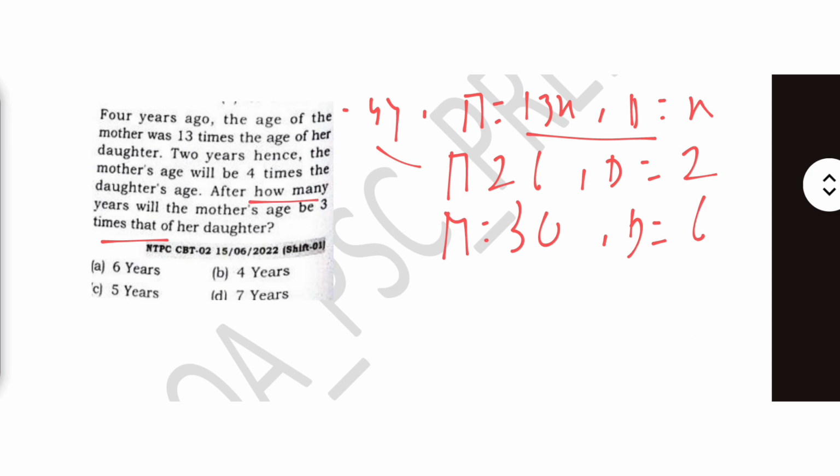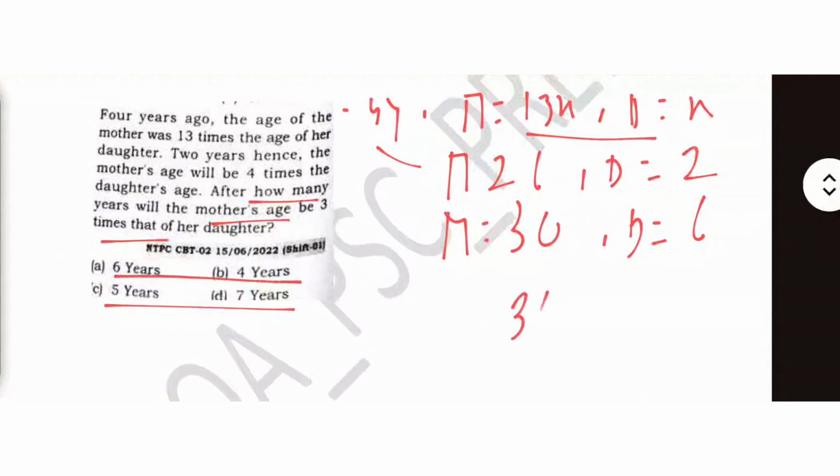So now we ask after how many years from the present mother's age will be 3 times that of daughter. We have to know this. So for mother's age and the daughter's age to be equal, what do we need to have? That is, the ages should be equal. Now we will directly use these options. Okay, we will use these options and see if we add 6.